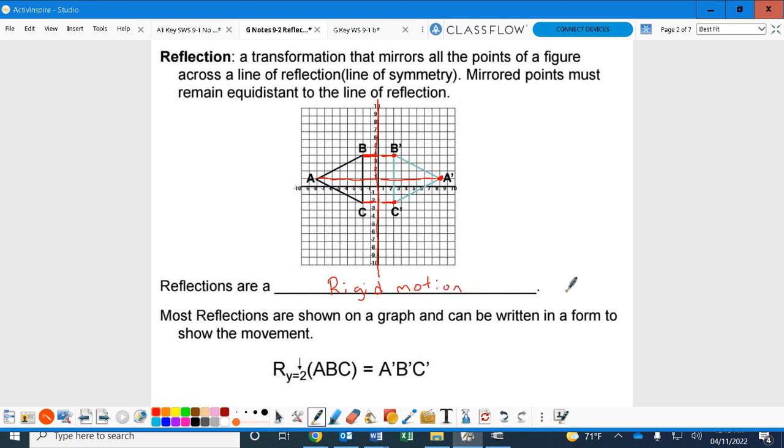And the way that you write a reflection, and this is really important, guys, it's with a capital R, because we will do one called rotations that uses a lowercase r. So you've got to know that reflections are going to be capital R. So a reflection is written with the capital R.